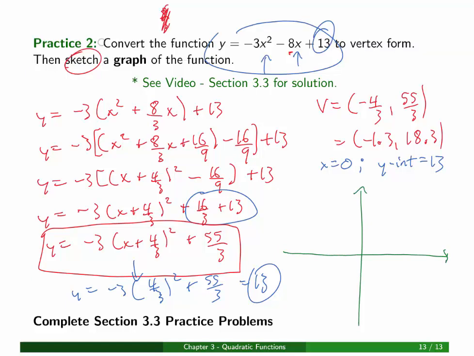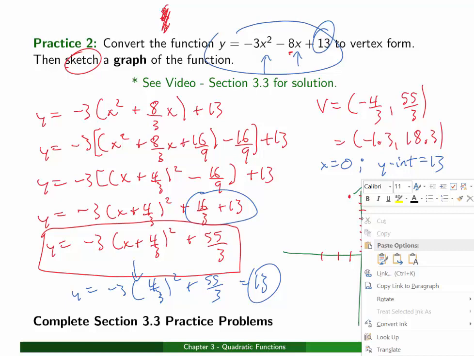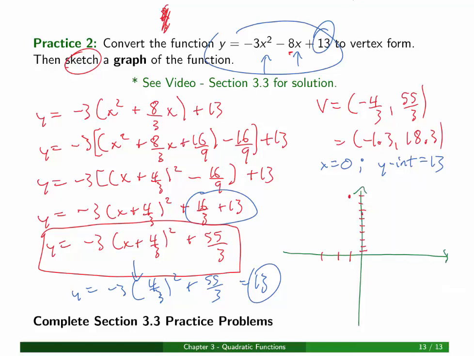So when you graph this guy, to finish off this chapter, the vertex is just above here, 18, so say we go up by 2s: 2, 4, 6, 8, 10, 12, 14, 16, 18. Okay, then what are we left with? We're left with the vertex being right here, roughly. The y-intercept is at 13: 2, 4, 6, 8, 10, 12, that's 14, so there's the y-intercept.